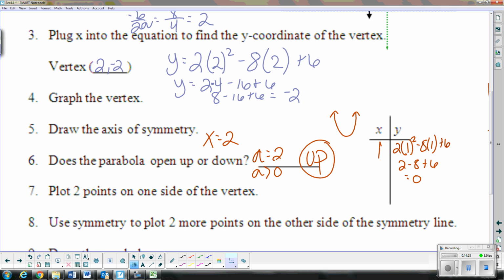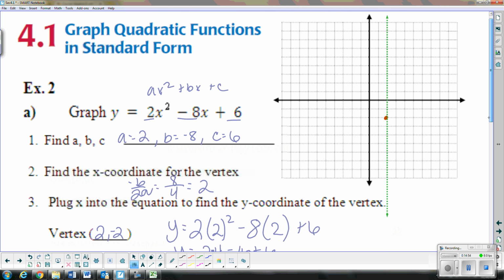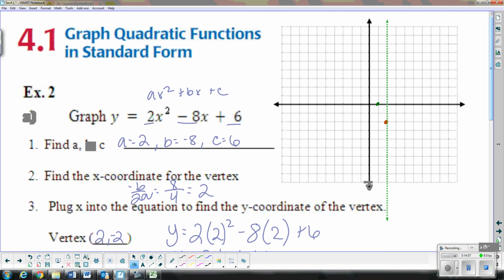And then my next point, I'm going to pick 0. So that's 2 times 0 squared minus 8 times 0 plus 6. So 2 times 0 squared is 0, minus 0, plus 6 equals 6. So my 2 points that I'm going to plot are 1, 0 and 0, 6. Then the next step is to plot the symmetry points. So here's the symmetry point, and here's the symmetry point.